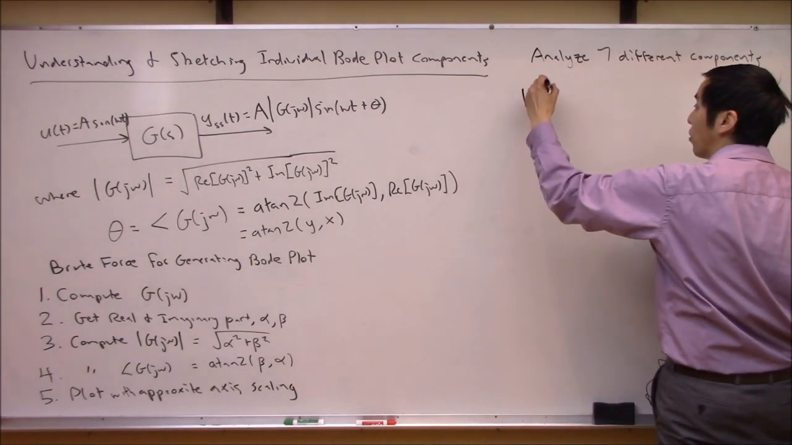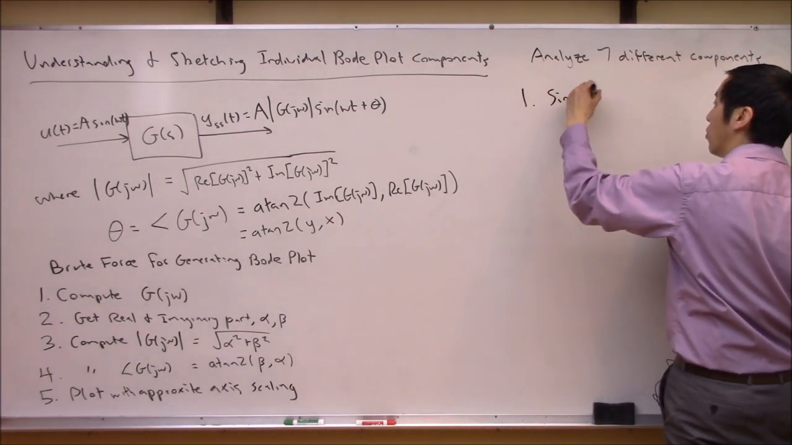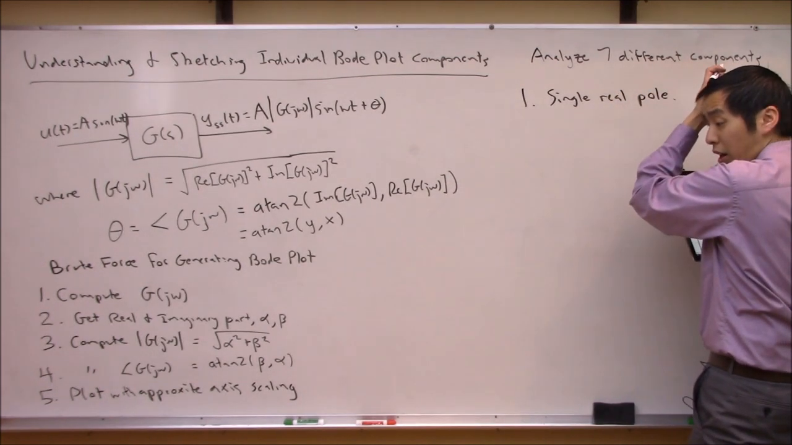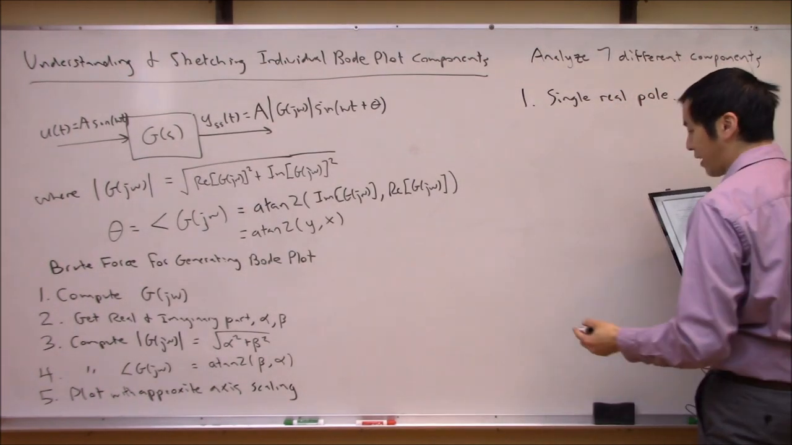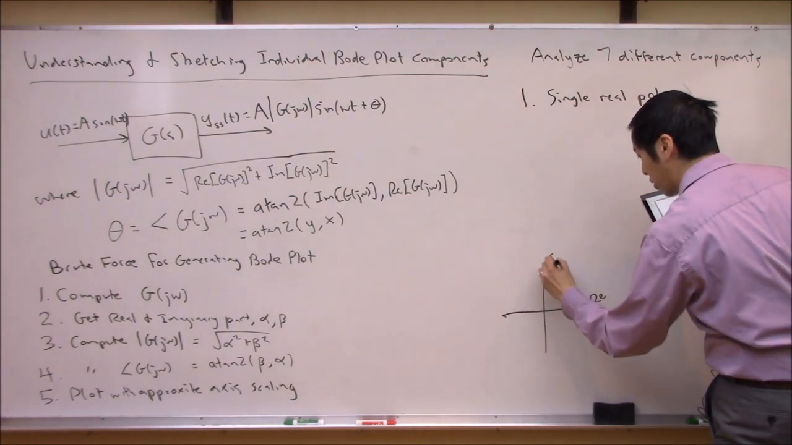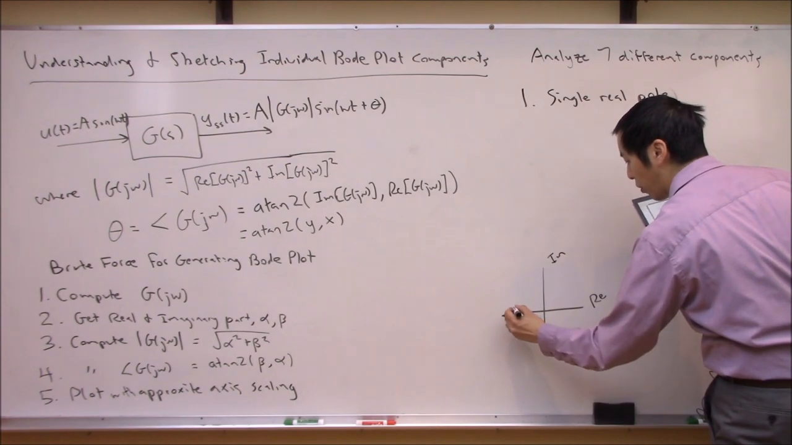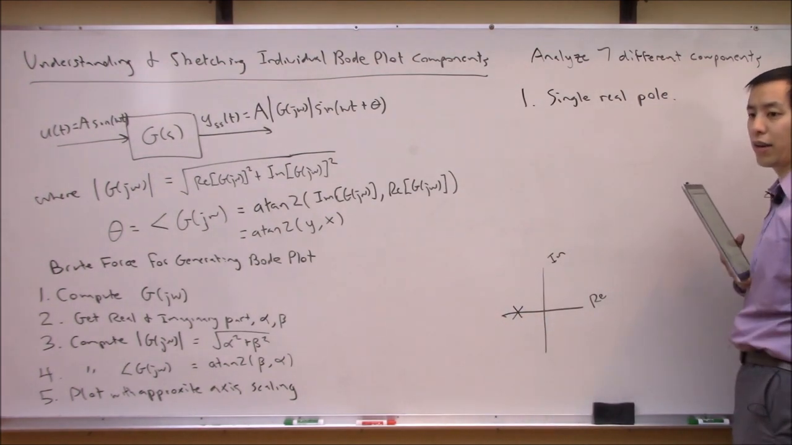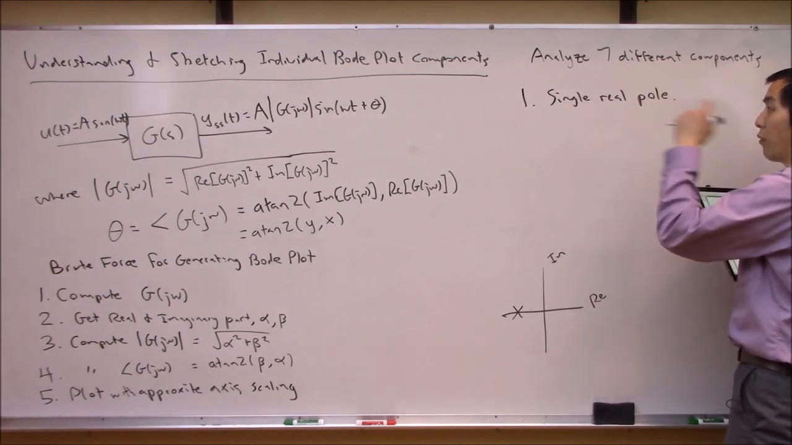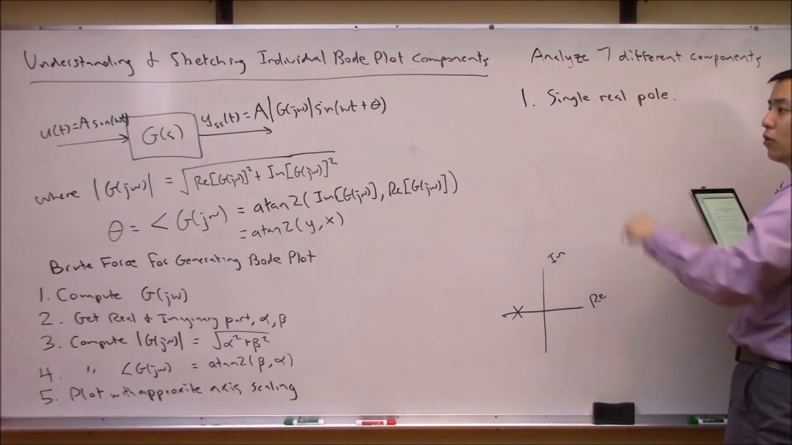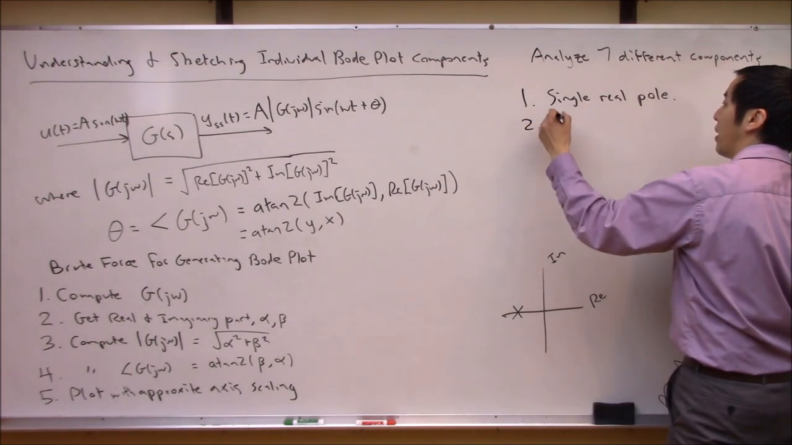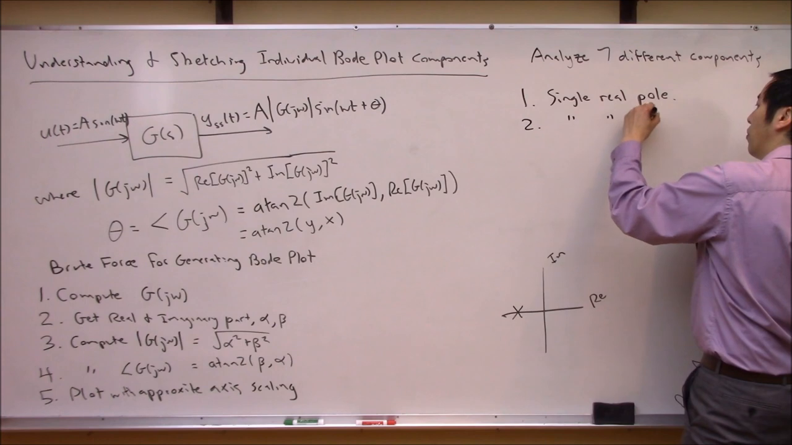Well, you could have a pole. So let's write down, how about a single real pole? Just to sketch this out, your transfer function in the real imaginary axis could have a pole like this on the real line. That is definitely a part of a transfer function. I want to understand now, if you had just a single real pole, what would the resulting Bode plot look like?